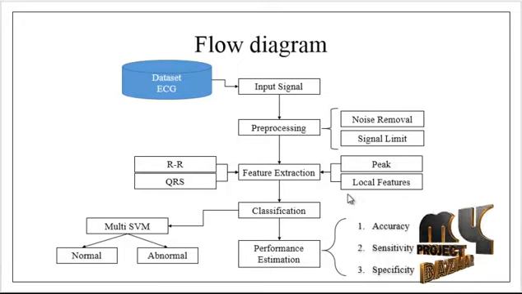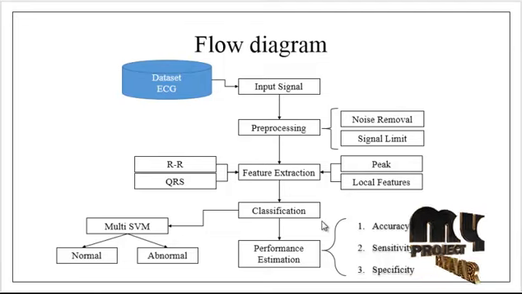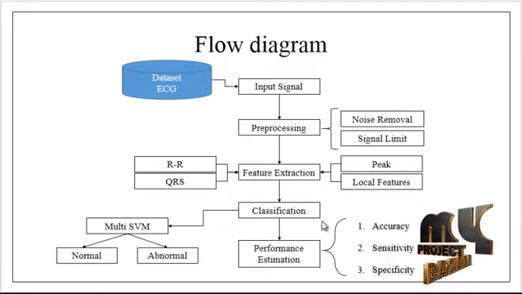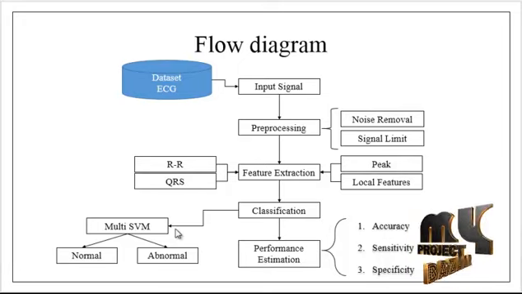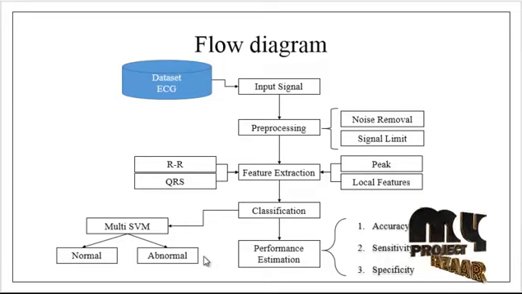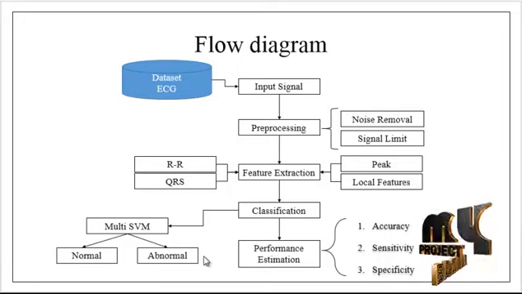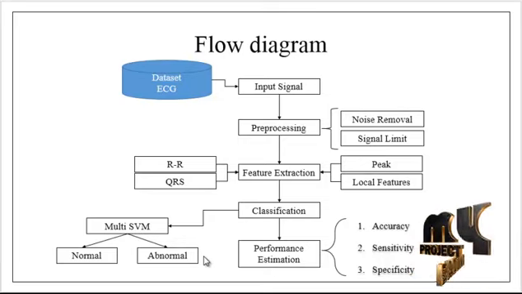After generating the test feature, we move on to the fourth stage of the project, that is classification. In this classification, we are using the multi-SVM classification, that is, the support vector machine is used to classify the signal as normal or abnormal. If the signal is normal, the message box will display normal, or else if the signal is abnormal, the message box will display abnormal.